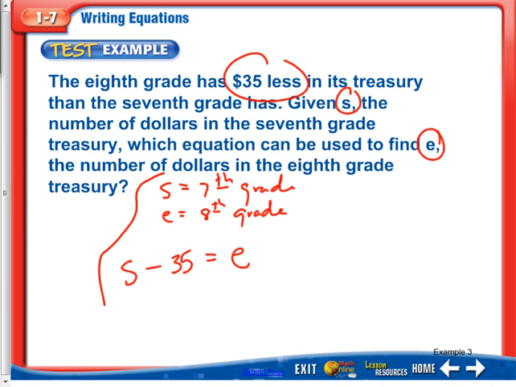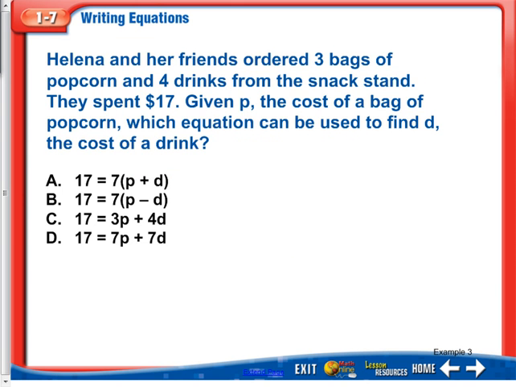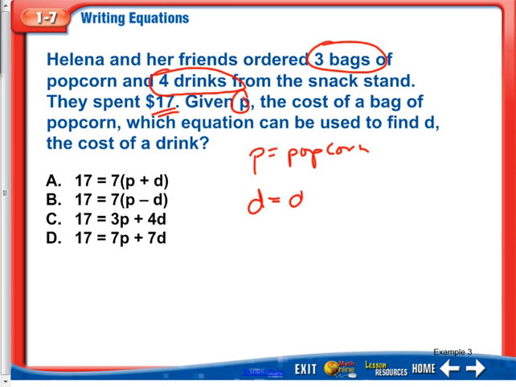Now, they already gave us the definition of our variables, but it might be nice to have that written and kind of stay in that habit of writing that down. All right, so we have one more here. Helena and her friends ordered 3 bags of popcorn. So whenever I read these, I kind of like to highlight or circle my items here. 3 bags of popcorn and 4 drinks from the snack stand. They spent $17. So, given P, the cost of a bag of popcorn, so I'm going to say P equals popcorn, which equation can be used to find D, the cost of a drink?